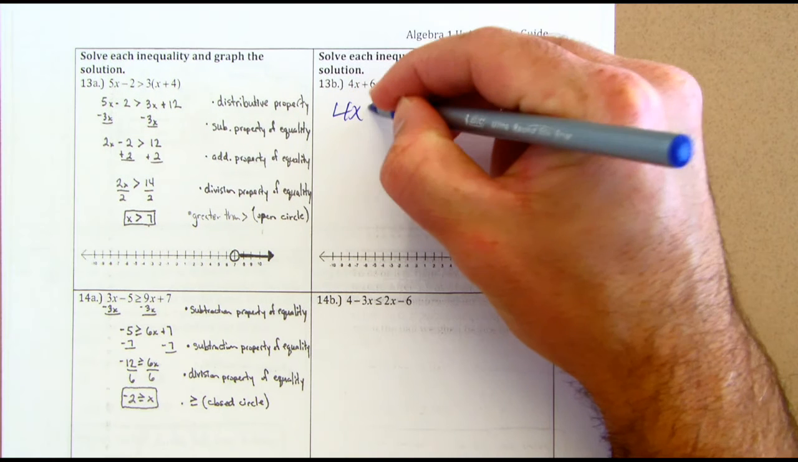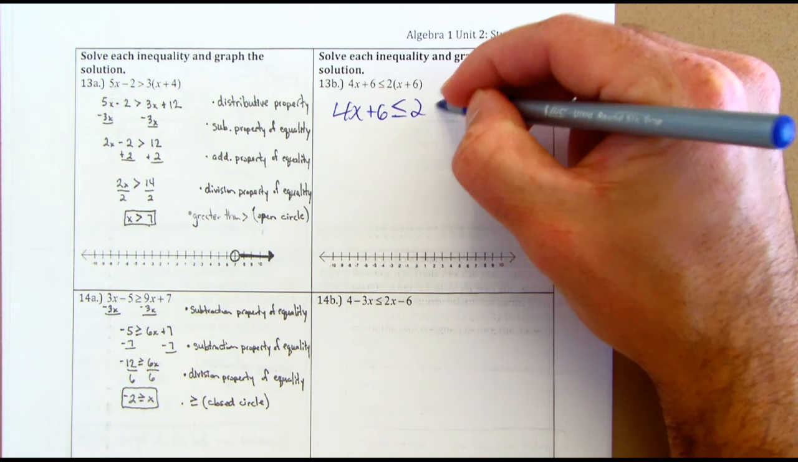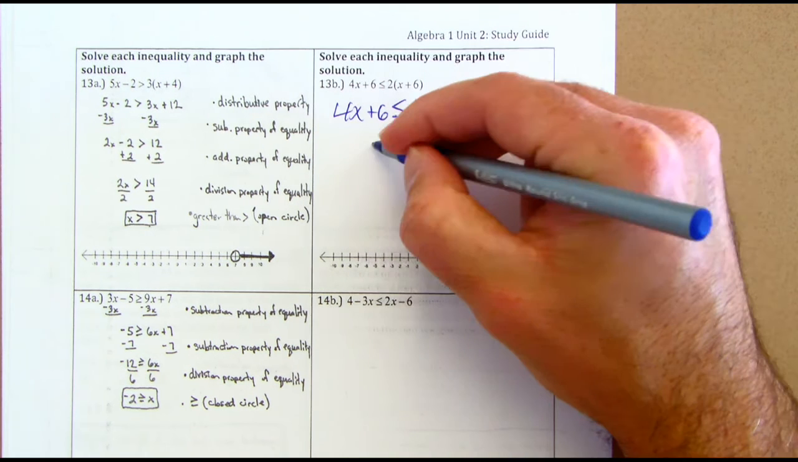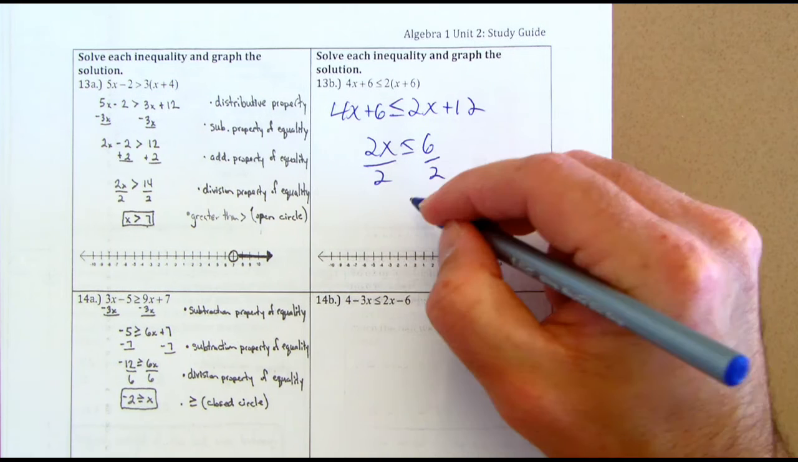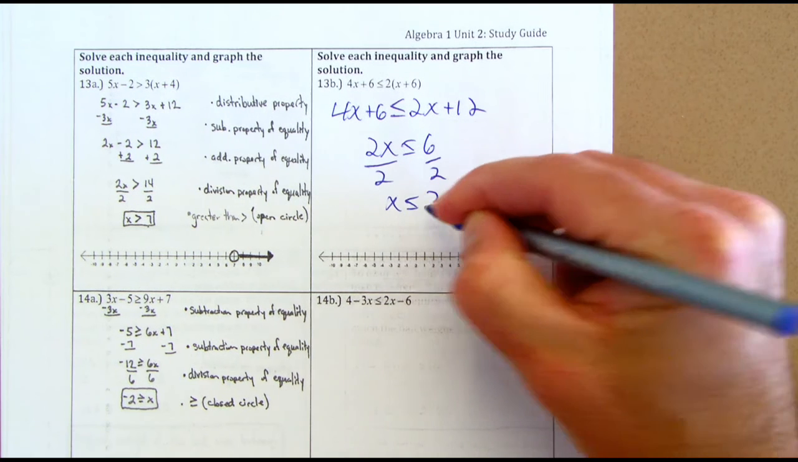So we have 4x plus 6 is less than or equal to 2x plus 12. So we'll get 2x is less than or equal to 6. Divide both sides by 2. X is less than or equal to 3.